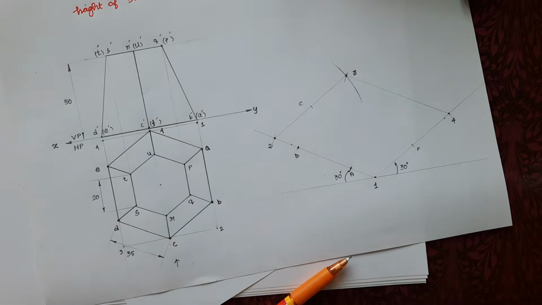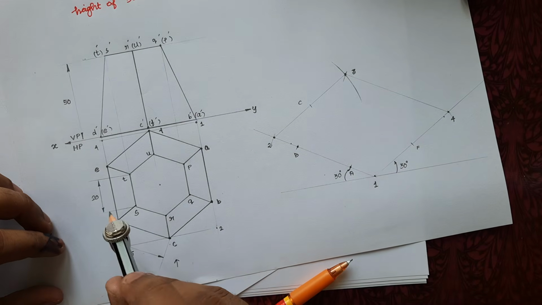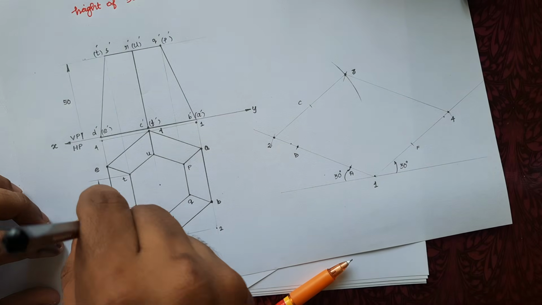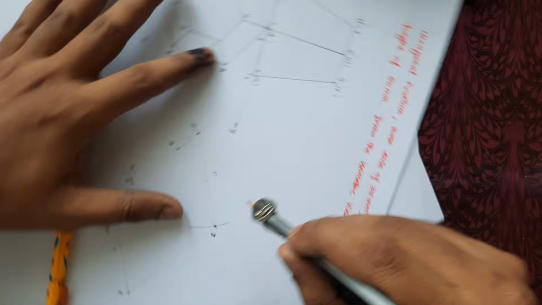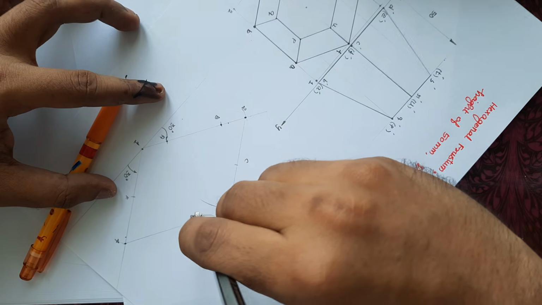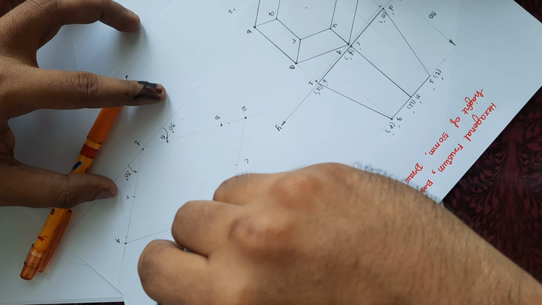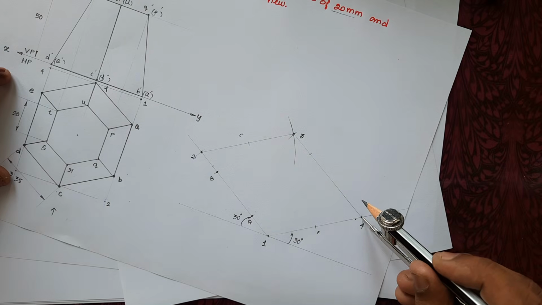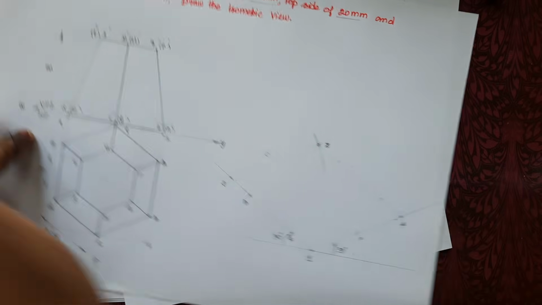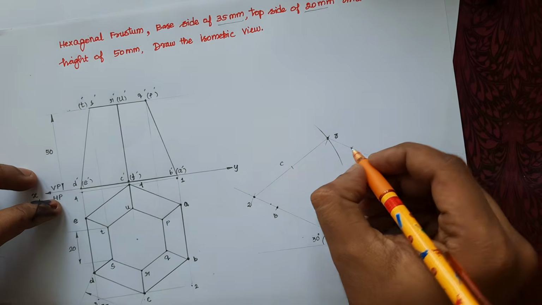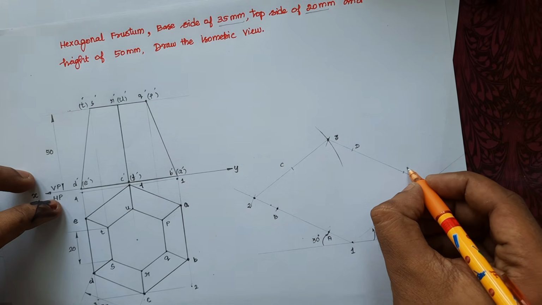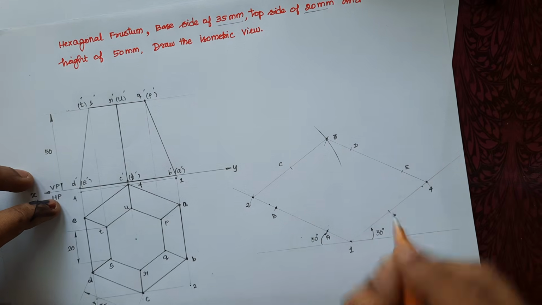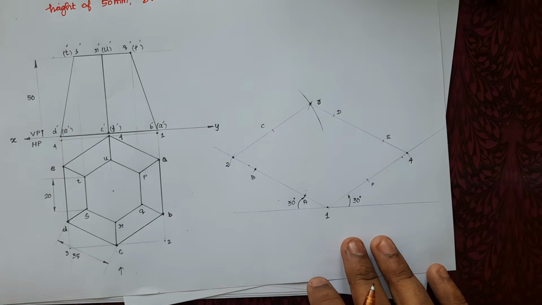And after that, remaining points are in 3 to 4, measure 3 to D. Measure 3 to D and mark 3 to D. Sorry, 3 to D. And similarly, 4 to E, measure 4 to E and mark 4 to E. So this will be D and this is E. So I have got all the 6 points on the rectangle.